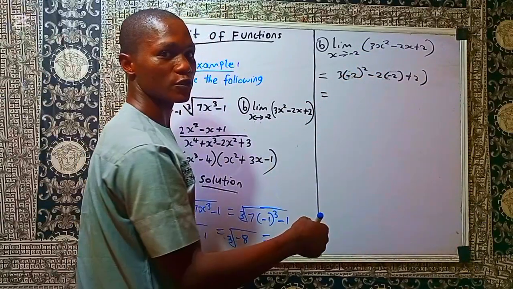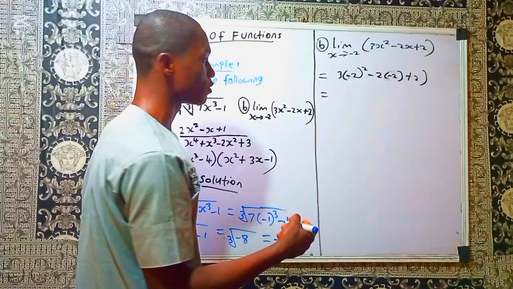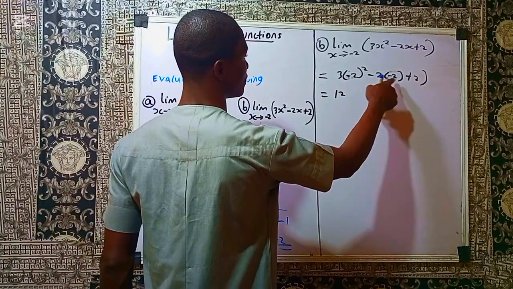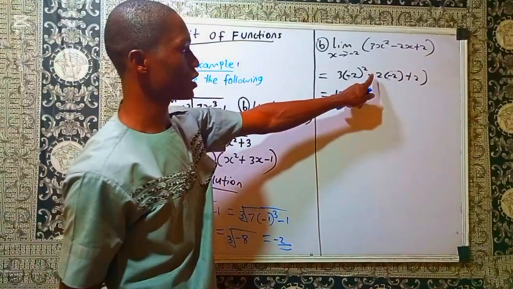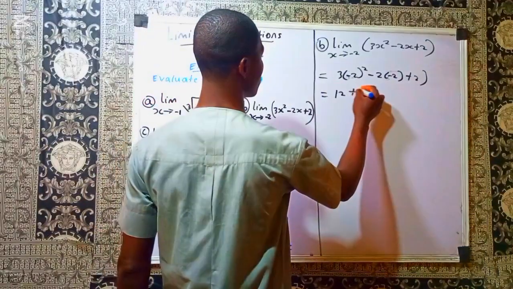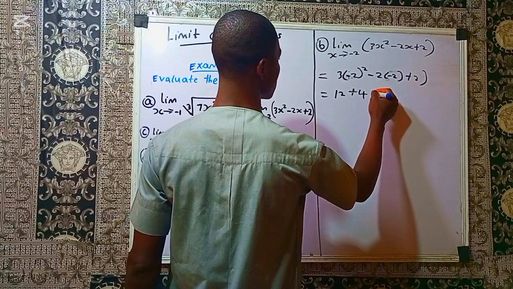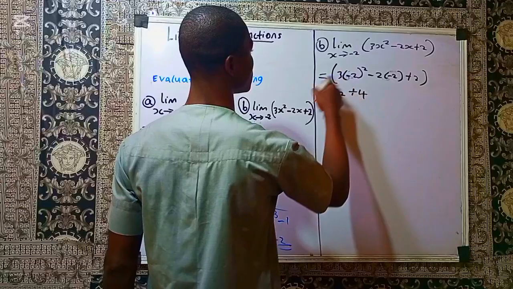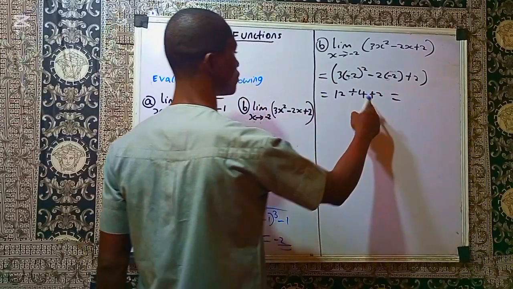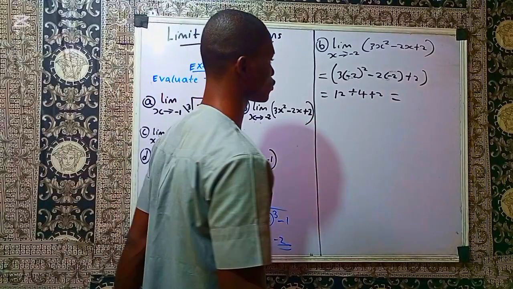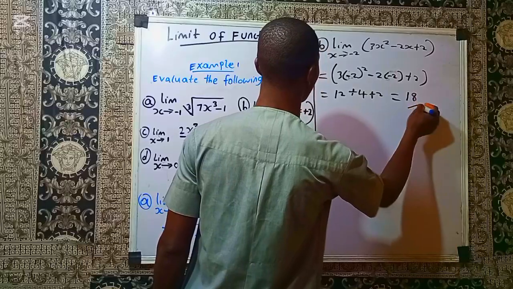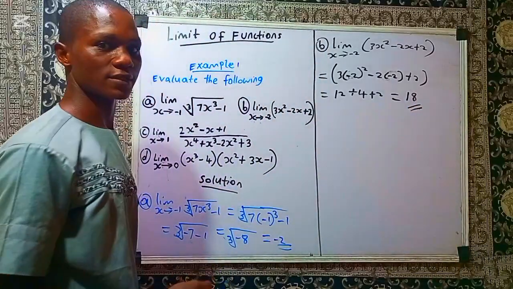So minus 2 raised to power 2 will give you positive 4. Then positive 4 multiplied by 3 will give you 12. Then minus, we have minus 2 here. Minus 2 multiplied by minus 2 will give you positive 4. Then plus 2. So 12 plus 4 plus 2 will give you 18, right? So this gives the answer to that.